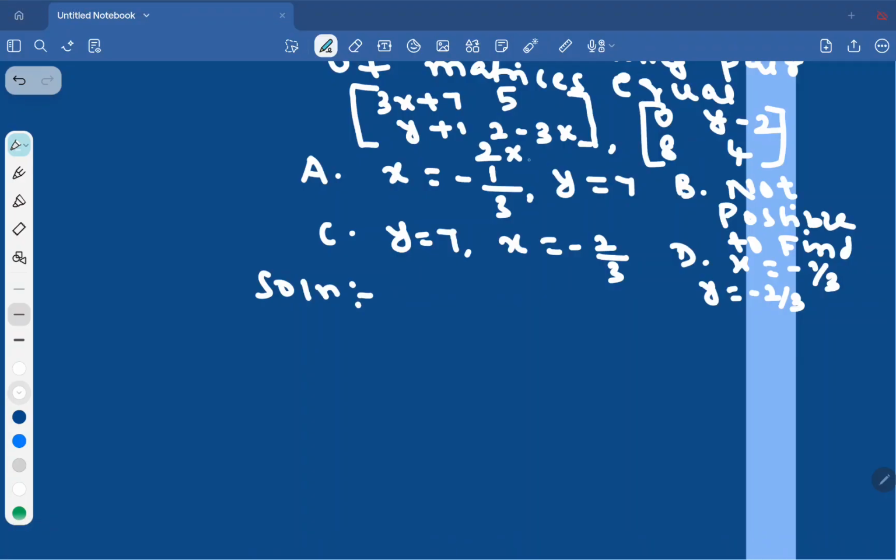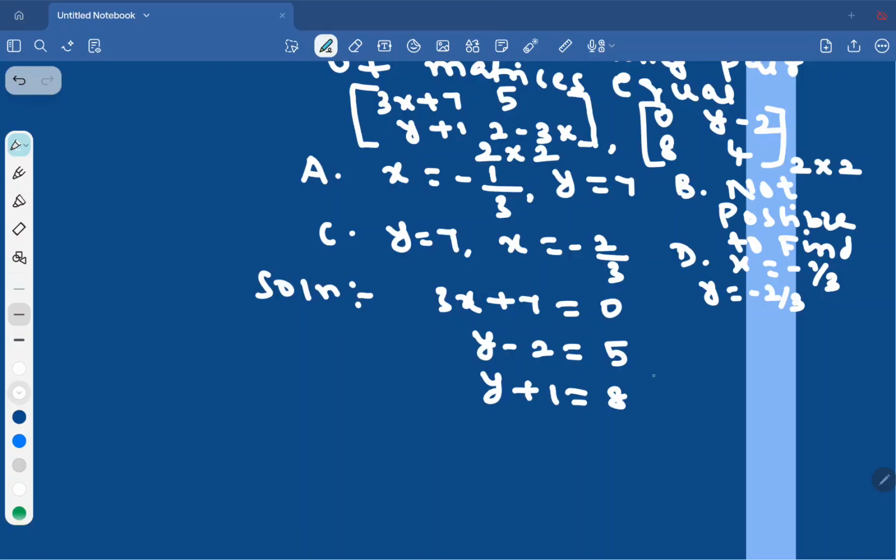Here order is 2 cross 2. Here also order is 2 cross 2. Therefore, 3x plus 7 equal to 0. Second one, y minus 2 equal to 5. Third one, y plus 1 equal to 8. Last equation, 2 minus 3x equal to 4. Here, what is y? 5 plus 2, 7. Here also, what is y? 8 minus 1, 7. We are getting y equal to 7 from these two equations.